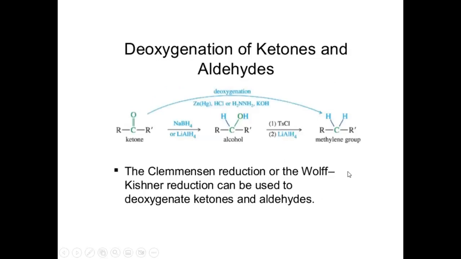Then deoxygenation of ketones and aldehydes. The Clemmensen reduction or the Wolff-Kishner reduction can be used to deoxygenate the ketones, right? And the aldehydes. So you can see here, from the ketone it becomes an alcohol and later becomes a methylene group due to the deoxygenation.